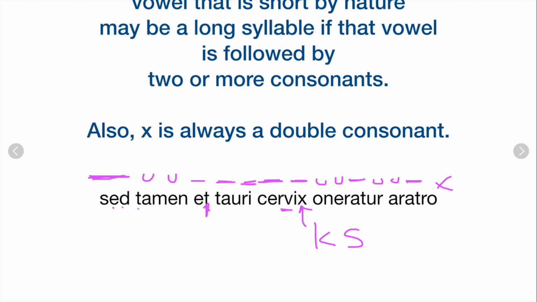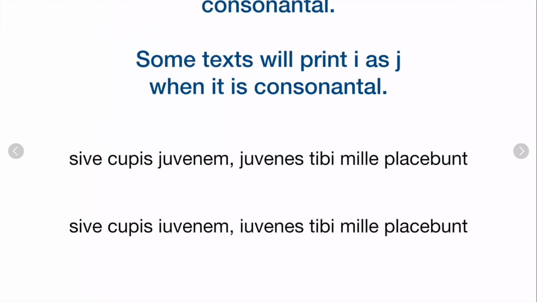So sed tamen et tauri cervix sonerator ratro. Remember one more thing. I and U are sometimes consonantal. Sometimes they count as consonants, other times as vowels. Some texts will print I as J when it's being a consonant. It's kind of an old-fashioned thing to do. Okay, so these two lines are completely equivalent to each other, but in this one, we've printed the consonantal I's as J. Here, they're printed as I's, as most texts today do.